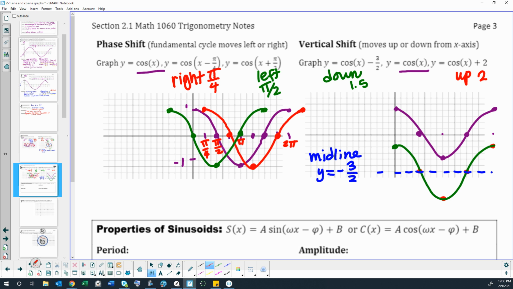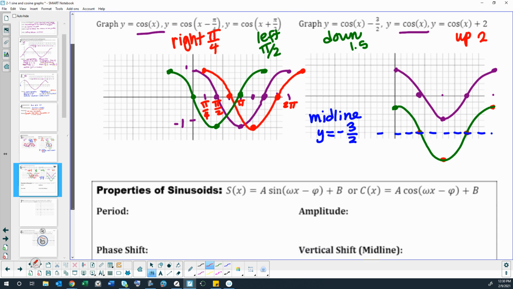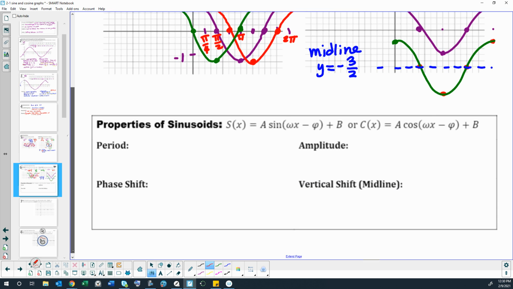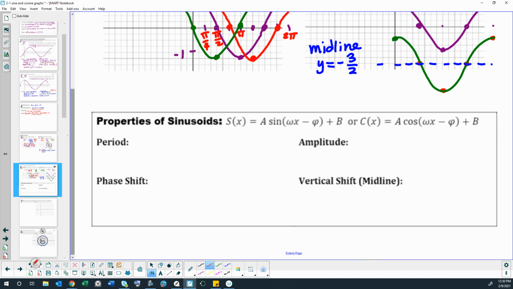Okay, so this takes us to properties of sinusoids, which can be either sine or cosine, right? And there are these other numbers in there. So there's an A. What do you think A is? A is the amplitude, but remember it's always positive.